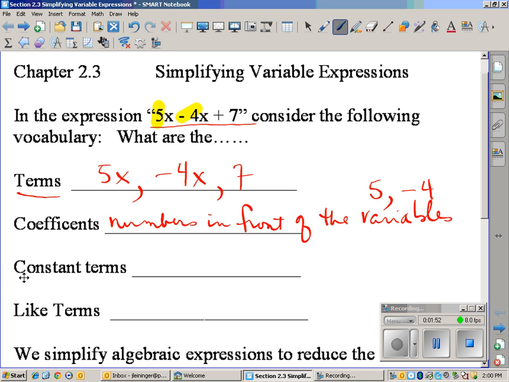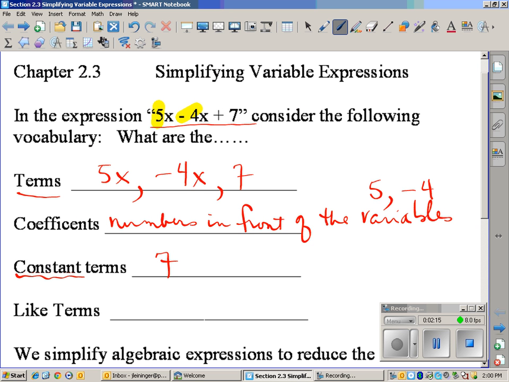The constant terms, you might think about what the word constant means to you. To me, it means something doesn't change. If it's always constant, it stays the same. Well, the constant terms in a variable expression are the numbers that don't have variables attached to them. So in this case, positive 7 is our constant.